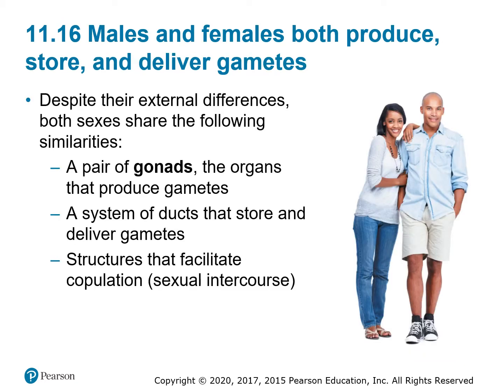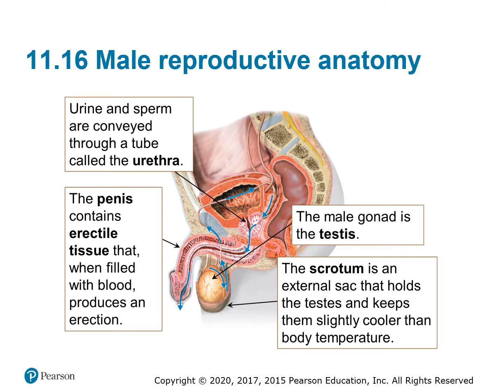So males and females both produce, store, and deliver gametes, right? Despite their external differences, both sexes share the following similarities: a pair of gonads, the organs that produce gametes, a system of ducts that store and deliver gametes, and structures that facilitate sexual intercourse. So first, the male reproductive system.